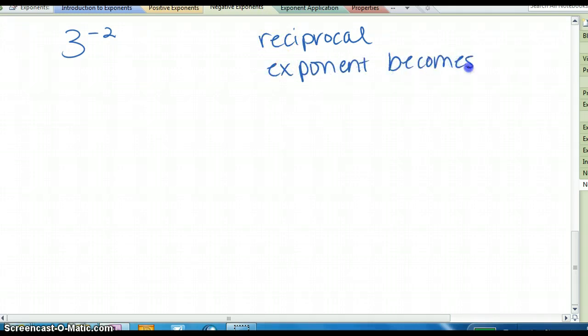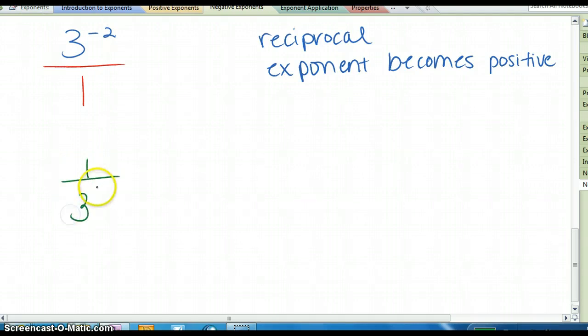So we need to think about this number as a fraction in order for us to visualize the reciprocal. So I'm going to put it over 1. Anytime we have a whole number, we can write it over 1 to see it as a fraction. So I'm going to reciprocate. I'm going to flip this fraction upside down so the numerator becomes the denominator and the denominator becomes the numerator, and then our exponent will be positive. So what does 1 over 3 squared equal? 1/9, right? Okay, so now that we've reviewed that, let's throw in negative bases.